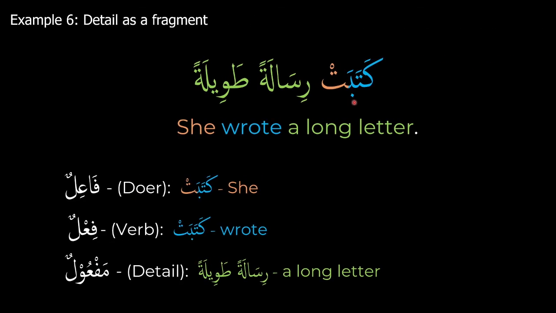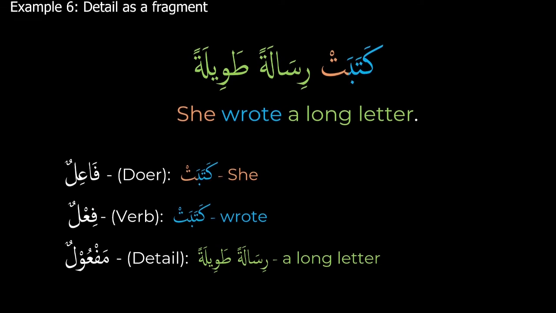Next we have katabat risalatan tawilatan, right? And we know katabat is going to be our verb, right? Which means wrote. And we know that the fa'il is inside because of the da jazm ending. So this becomes she. And we know that our maf'ul, which is the detail, is going to be risalatan tawilatan because it's in a state of nasab, and this is mawsuf sifa, so all these match in all four properties. So this becomes she wrote a long letter. So this whole thing is going to be our maf'ul now because it's one fragment.